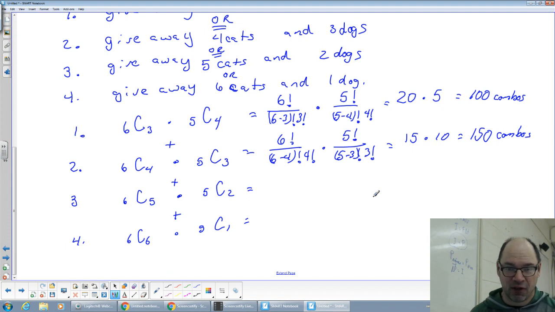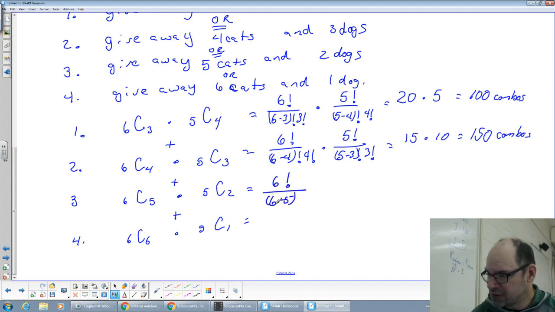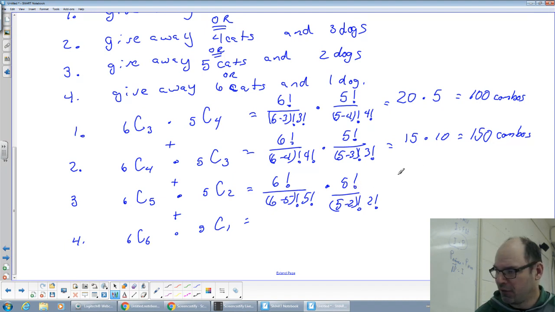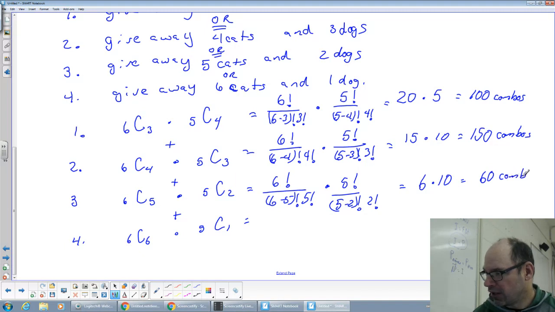Okay, now we've got to look at 5 cats and 2 dogs. So this is 6 over 6 minus 5, 5 combos, so that's going to be 6 for the answer. 5C2: this is going to be 5 and 4, again, divided by 2. So that'll be 10. So this will be 6 times 10, 60 combos of that particular case, 5 cats and 2 dogs.